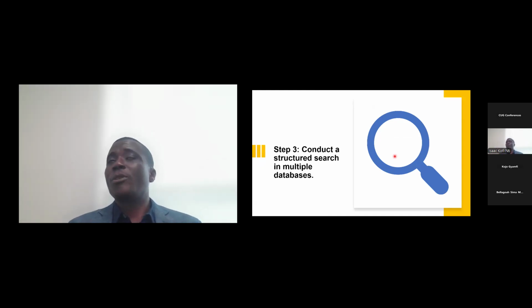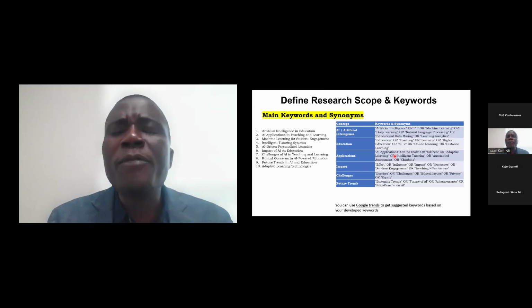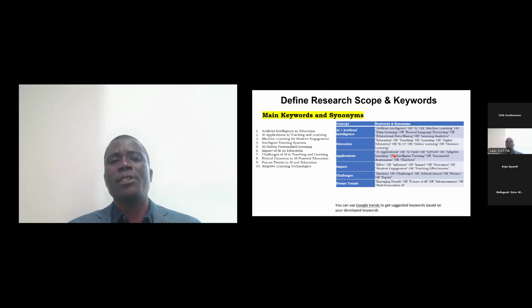Then the next is what? You conduct your search. So now I've defined my criteria, I'm moving on to my search. You have to conduct a search across multiple databases. But first, keywords that you're going to use for your search. So in my topic, for example, I'm going to use keywords like AI in education. I'm going to use natural language processing, machine learning for student engagement, intelligent tutoring system.